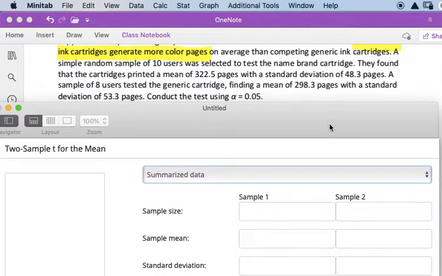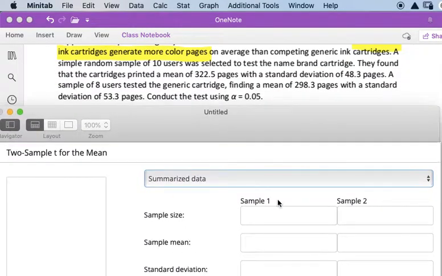So for sample 1, which was the name brand, the sample size was 10. Sample mean was 322.5, and the standard deviation was 48.3. And for sample 2, the sample size was 8. Sample mean, 298.3, and standard deviation, 53.3.